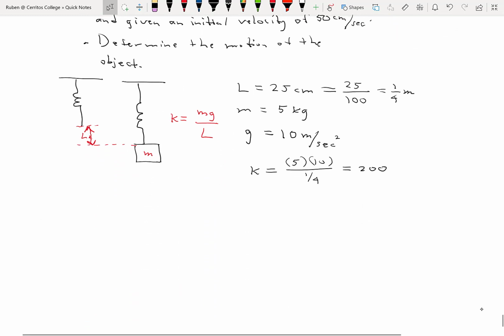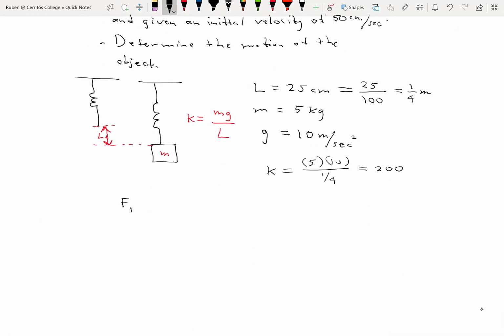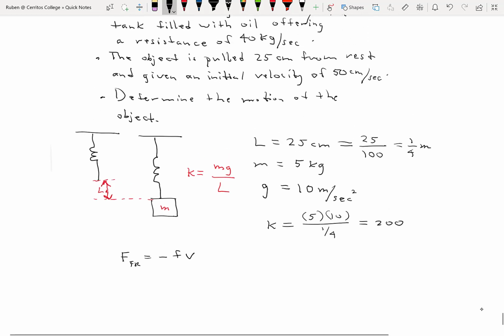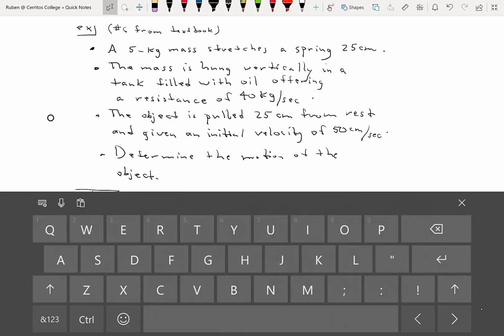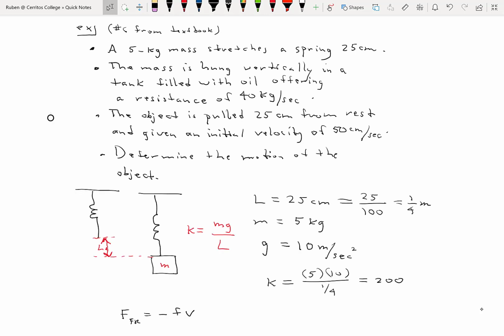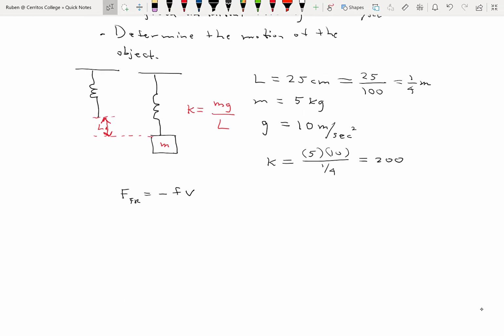And F, the constant due to the frictional force. Remember, in our derivation, the frictional force is minus Fv, and they told us that the mass is hung vertically in a tank filled with oil, offering a resistance. So they're giving us the value of F, the resistance of 40 kilograms per second. So for us, that F is equal to 40.